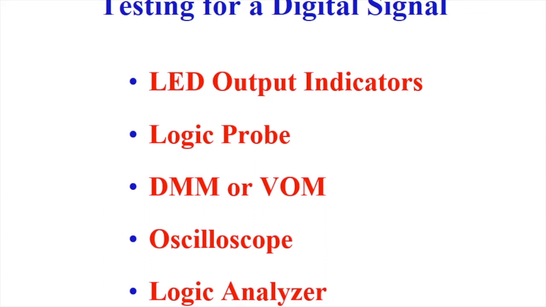We want to test for digital signals. We have multiple ways of doing it. LED output indicators, that's where we'll be doing a lot of things with the lab kits. When you deal with microprocessors, microcontrollers, you turn an LED on, things like back and forth. A logic probe is a specialized electronic device. We all use multimeters, oscilloscopes, and a logic analyzer is an advanced tool used primarily for digital circuits.